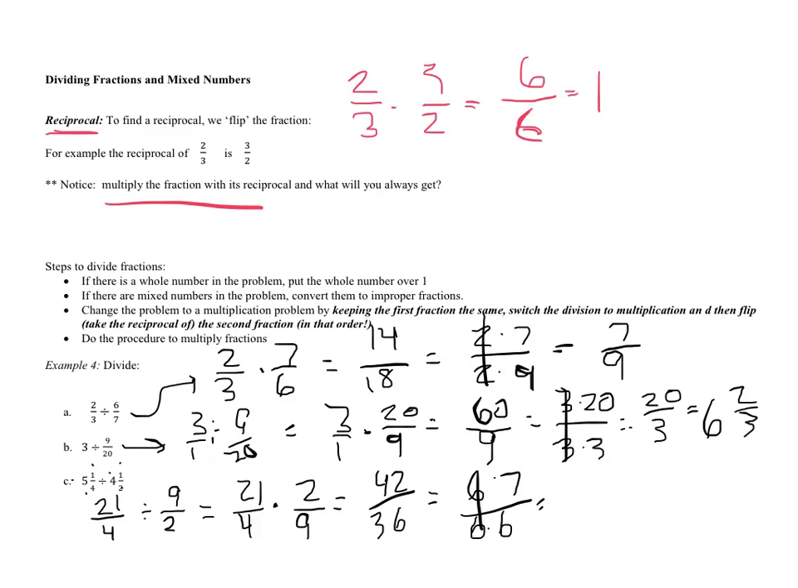Canceling out that common factor gives us 7/6, that's our improper fraction answer. We should also write that as a mixed number, because the problem was given with mixed numbers. So we can write this as 1 and 1/6.